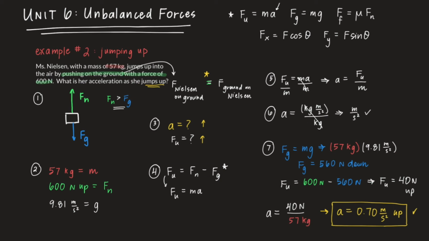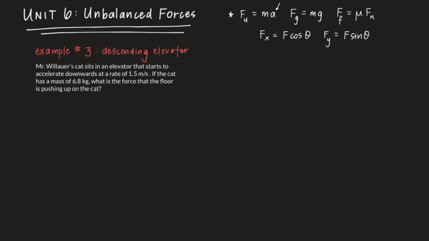Okay, so we're going to look at one more example here, a descending elevator. Mr. Willauer's cat is sitting in an elevator that starts to accelerate downwards at a rate of 1.5 meters per second. Oh, there should be a squared there. If the cat has a mass of 6.8 kilograms, what is the force that the floor is pushing up on the cat? So, as always, we're going to start with our picture, which is our free body diagram.